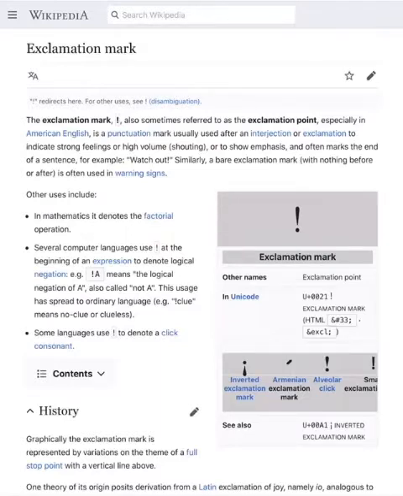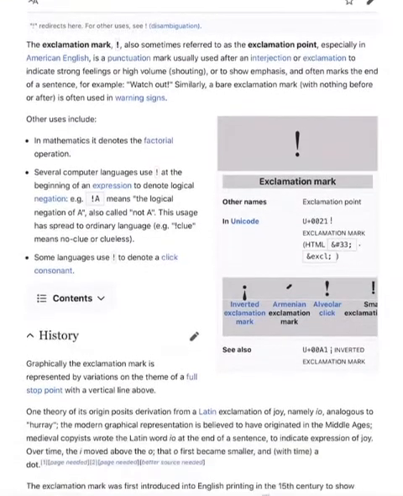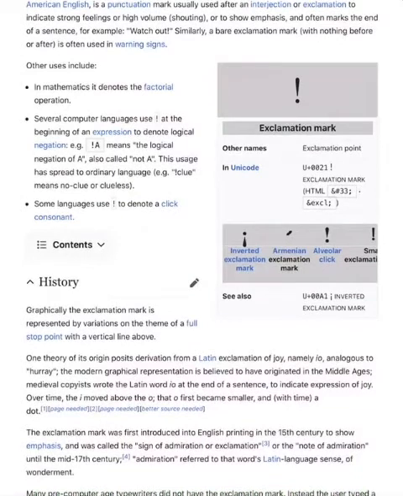Similarly, a bare exclamation mark with nothing before or after is often used in warning signs. Other uses include: in mathematics, it denotes the factorial operation.